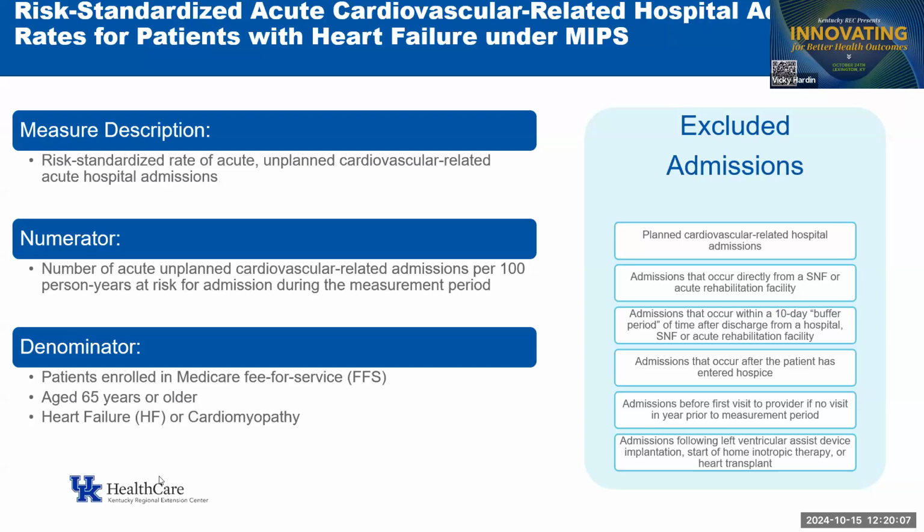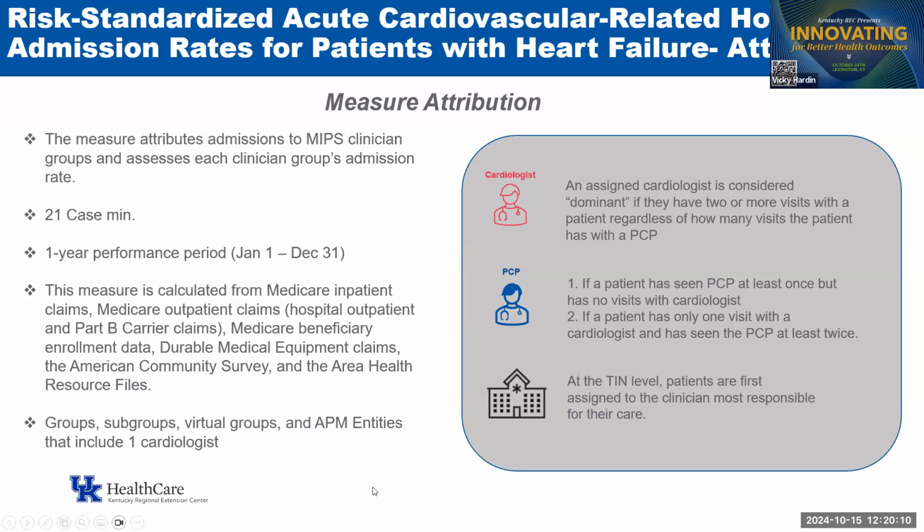So the attribution for this measure, the measure attributes admissions to MIPS clinician groups and assesses each clinician group's admission rate. And as updated this year, September the 5th of 2024, they updated this measure to only attribute to these groups, these subgroups, virtual groups, and APM entities. These groups have to have at least one cardiologist and have to have at least 21 case minimums to be attributed. There is a 1-year performance period that CMS will calculate from inpatient claims.